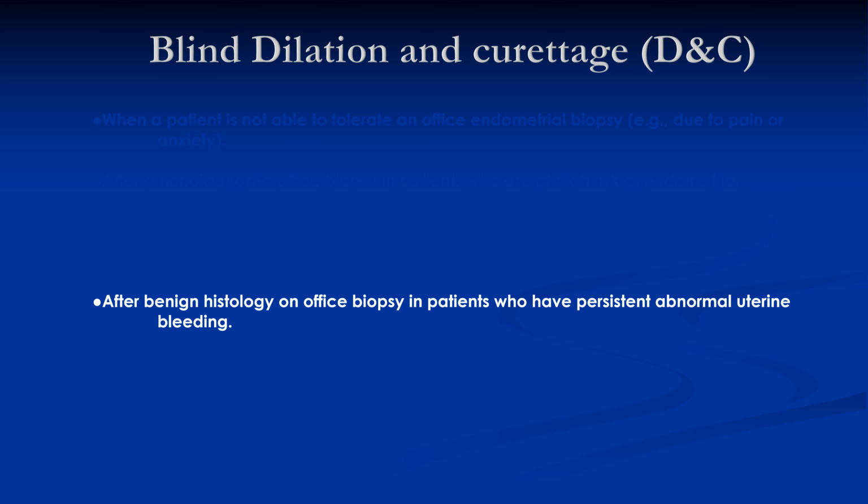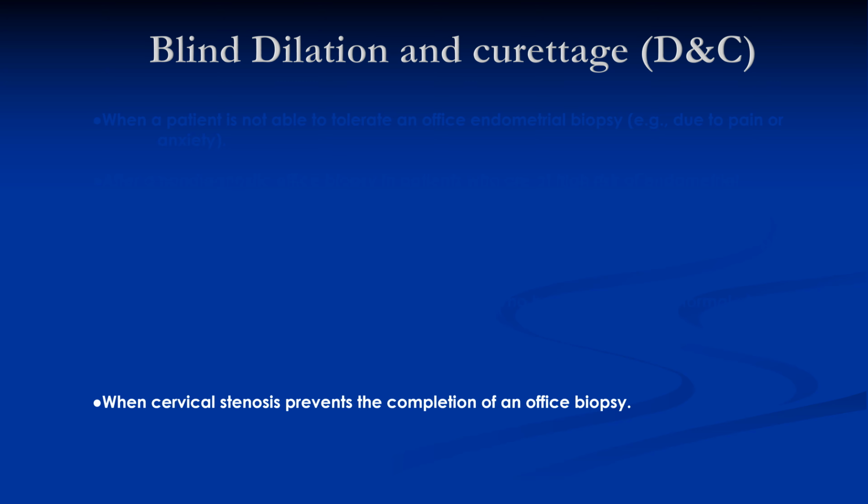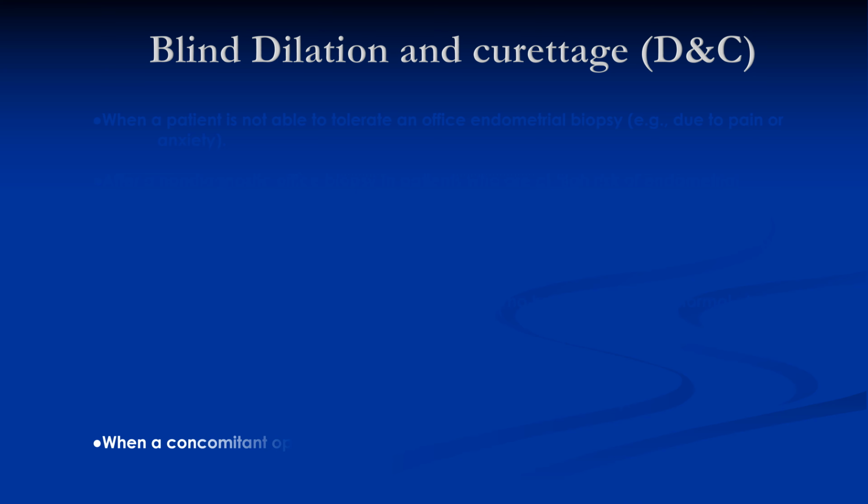after benign histology in office biopsy in patients who have persistent abnormal uterine bleeding, when there is insufficient tissue for analysis on office biopsy, when cervical stenosis prevents the completion of an office biopsy. Also, when a concomitant operative procedure such as laparoscopy is deemed necessary. For example, when the blind dilatation and curettage is needed. Again, dilatation and curettage usually require general anesthesia in an inpatient setting, and this is also one of the drawbacks.